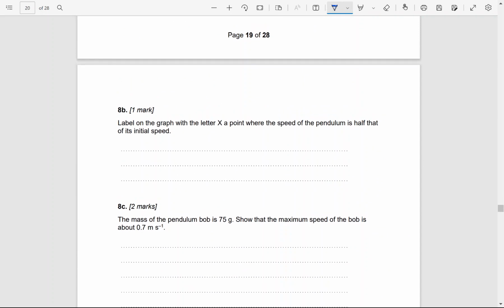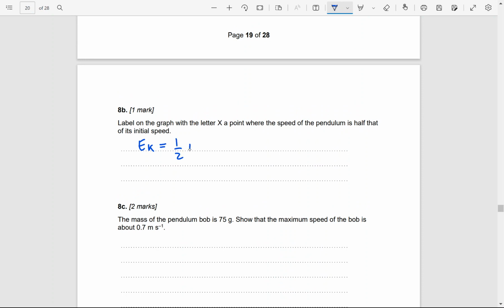8b, label on the graph with the letter X a point where the speed of the pendulum is half that of its initial speed. Again, you might not have looked at the axes. So we need to know what happens to the kinetic energy when you halve the speed.